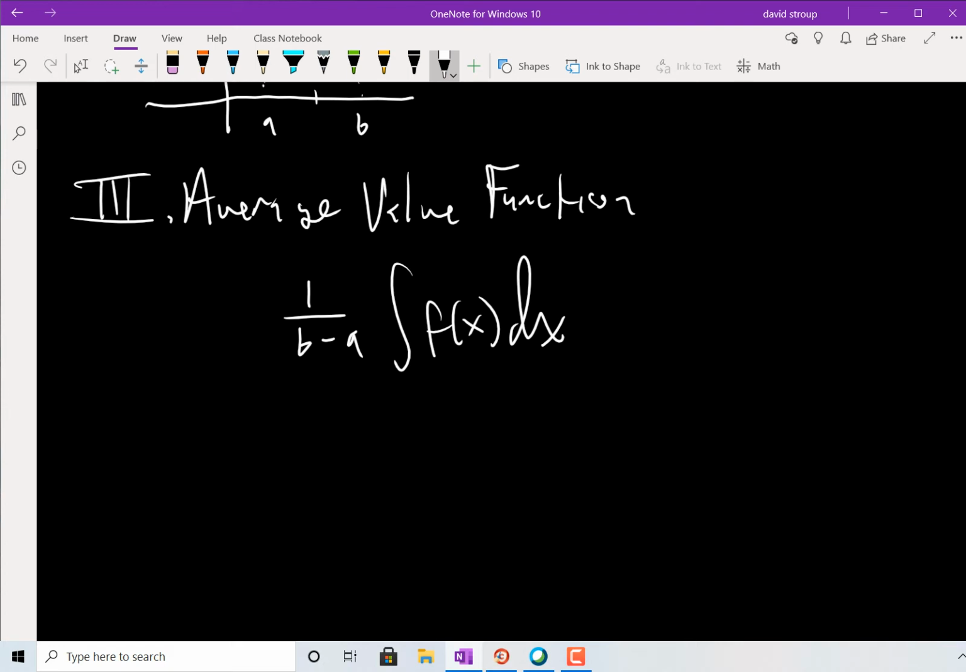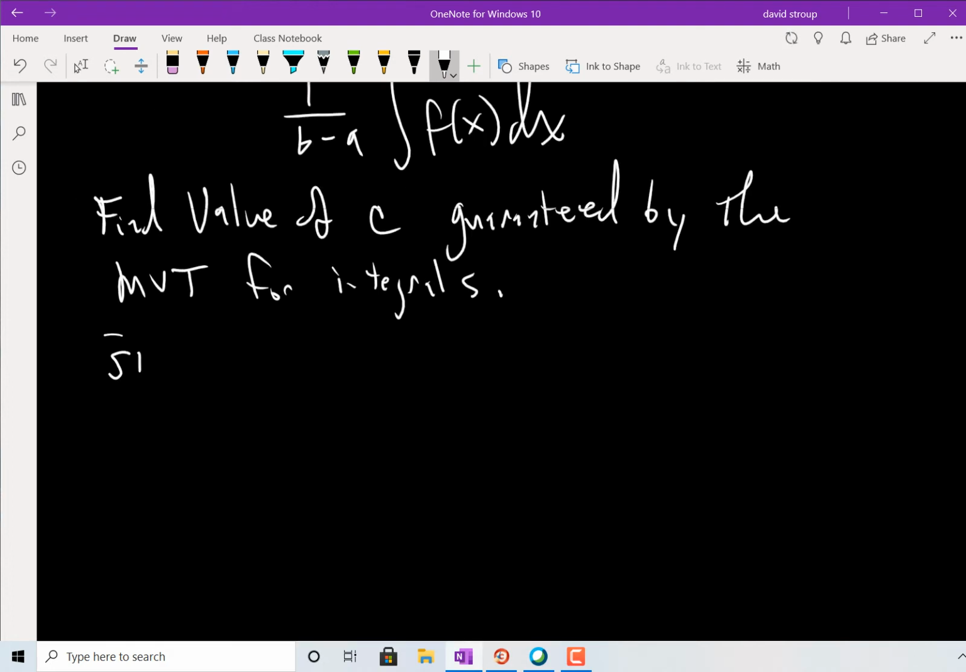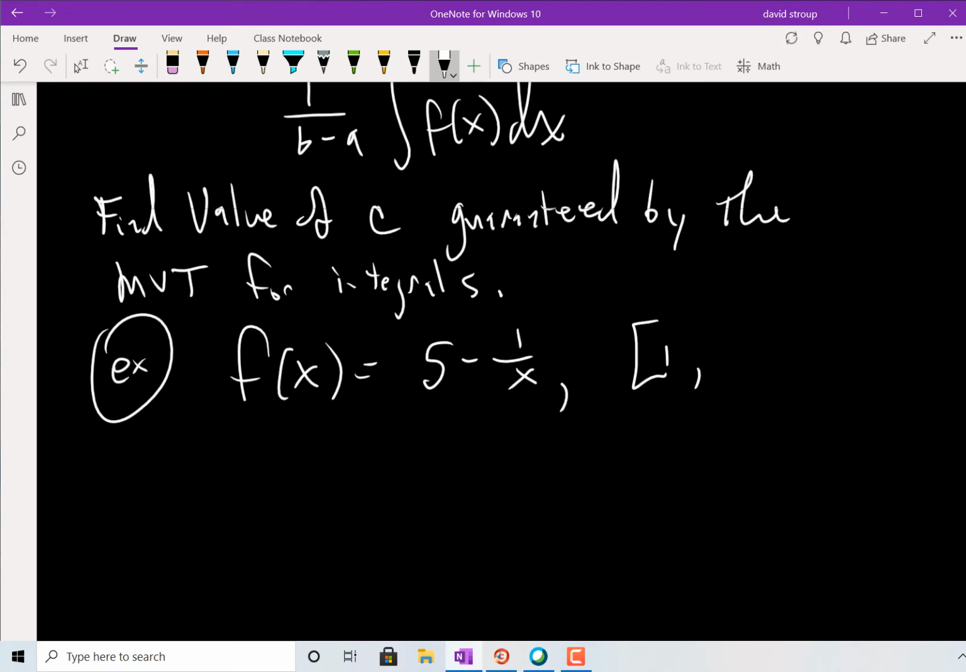So here's some problems from the book. Find the value of c guaranteed by the mean value theorem for integrals. So in this problem, it's number 51. Or it used to be number 51. Well, I just have to put example now, sorry. Our function is f of x equals 5 minus 1 over x, and it's on the interval from 1 to 4, so we don't have any problems with continuity.